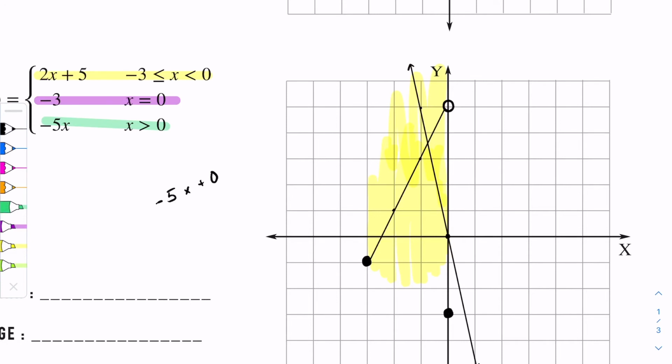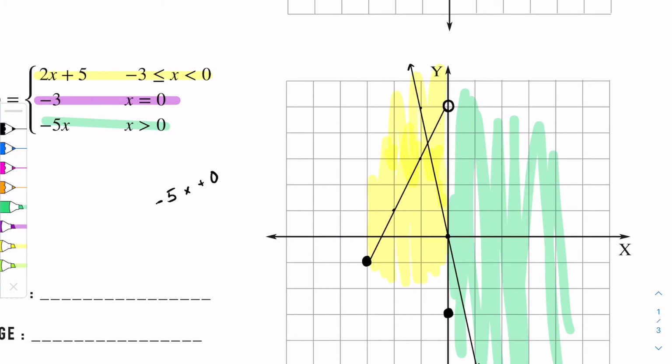This is restricted to all values greater than 0, so all values of that line that's in this green shaded region. Also note that you are not including 0, so it's going to be an open circle on this line at 0.